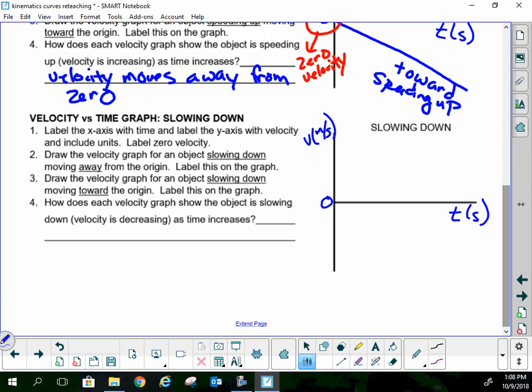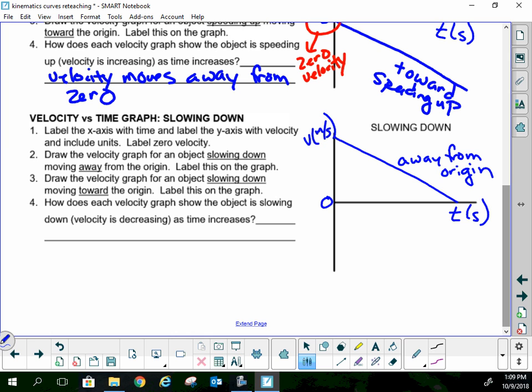That means the velocity has to get closer to zero as time increases. So our velocity is going to get closer to zero as time increases. This is slowing down but moving away from the origin. And you might say, wait, Mrs. T, how is that moving away from the origin? Look, the line goes to zero.